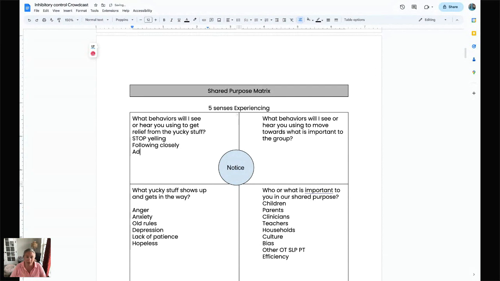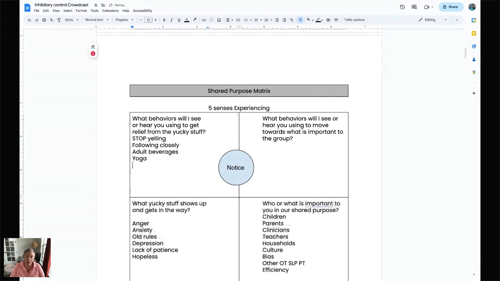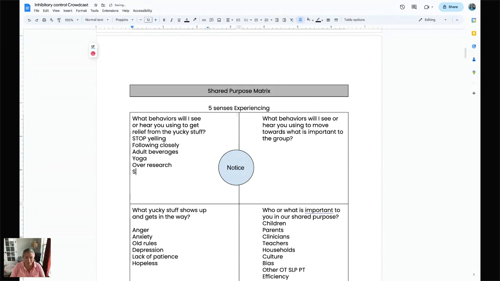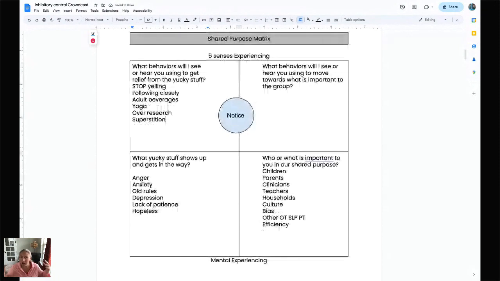adult beverages after the kids have gone to bed, right? Maybe a little bit of yoga is a helpful move, right? Maybe over-researching. Like, I've got to find the cure, man. Maybe if I take this dye out of the diet, if I try this code word, or this specific feather from this bird is going to go under this. Maybe some superstition goes in there. So you might see or hear lots of behaviors for us to get relief from that yucky stuff that shows up.